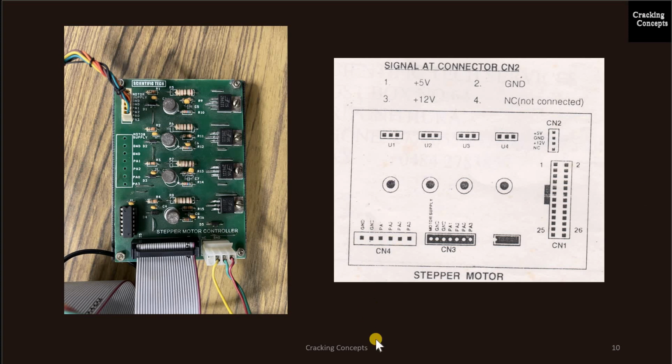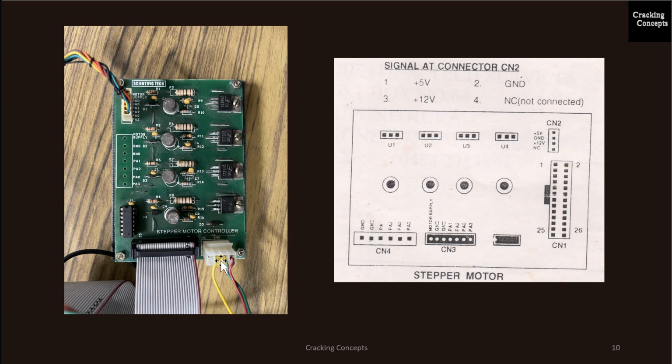Now here we have the circuit diagram, and comparing with this we see that there are 4 connections: CN2, CN1, CN3 and CN4. Now this is CN2, CN1, CN3 and CN4. Now these 4, U1, U2, U3, U4 are the PNP transistors we talked about before. In the diagram, they are these. And this is the circuit.